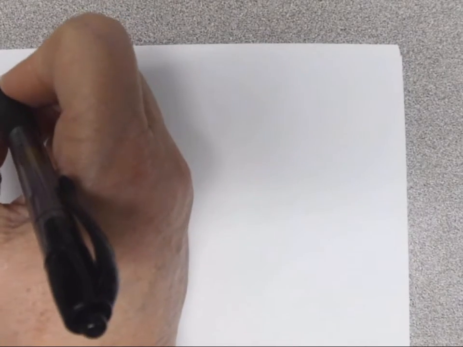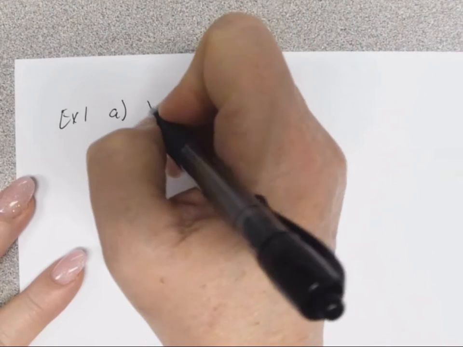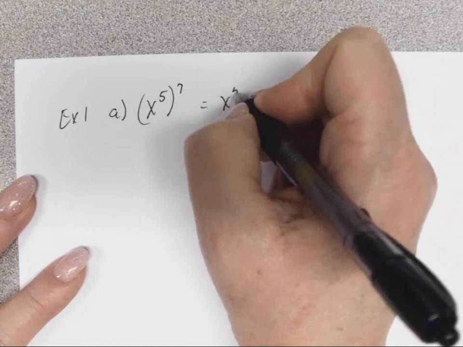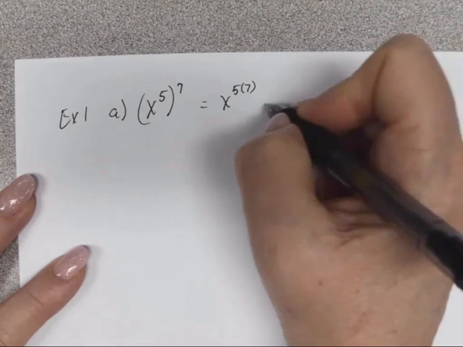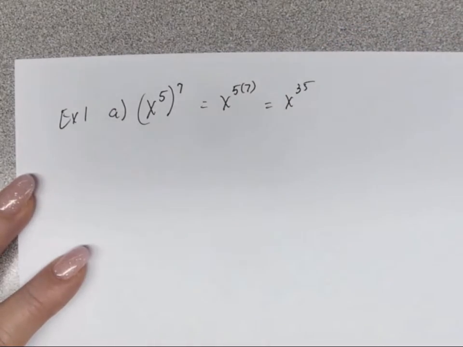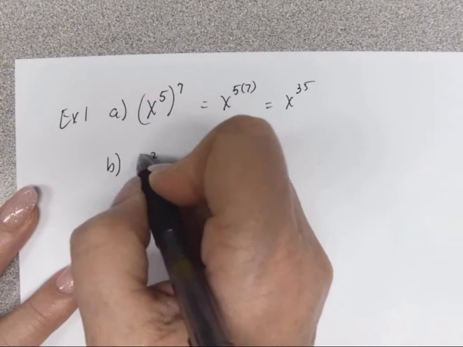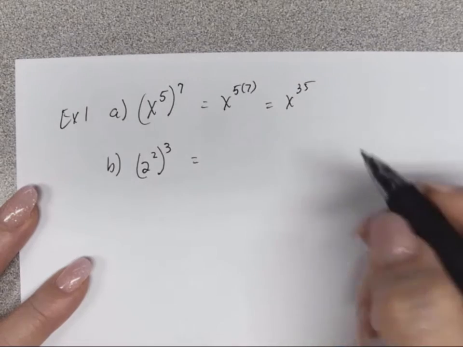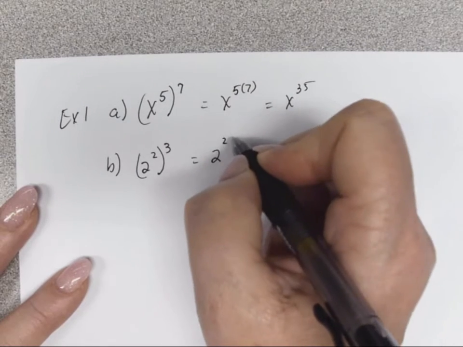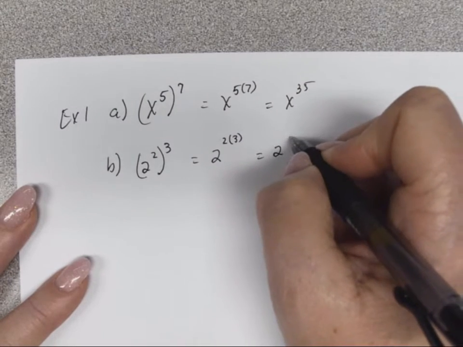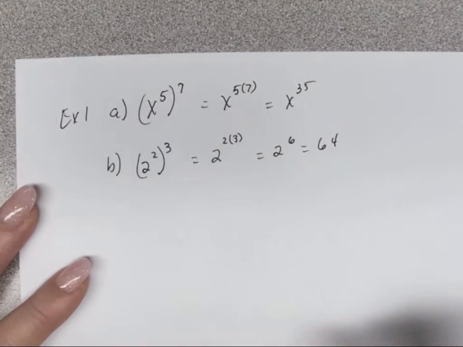All right, so example 1. We are looking at our first example. If we have x to the 5th raised to the 7th, then this means we have x to the 5 times 7, which will be x to the 35th. If we have 2 to the 2nd power raised to the 3rd power, then that will be 2 to the 2nd times 3, which will be 2 to the 6th power, which is 64.